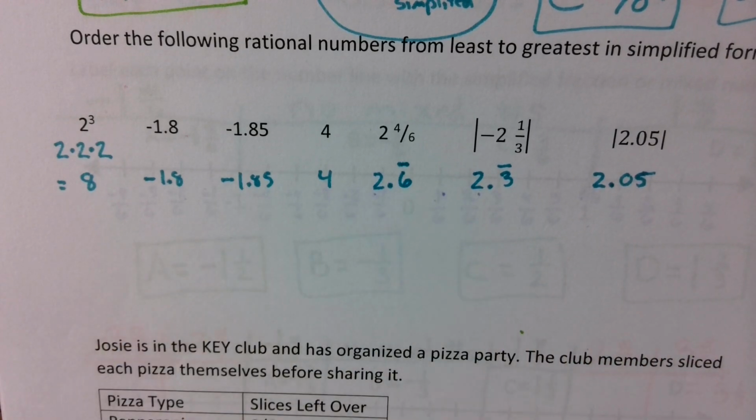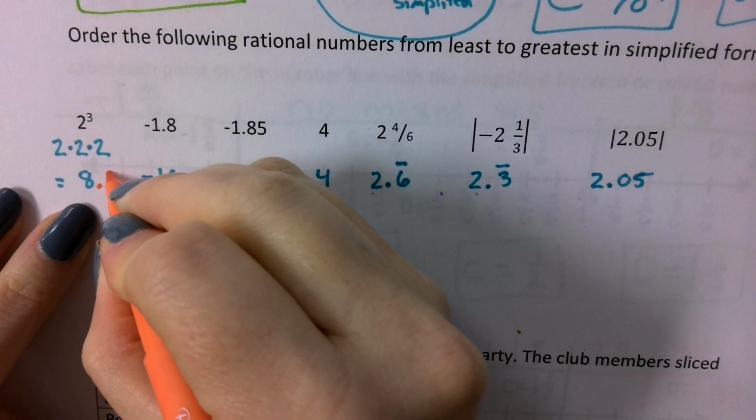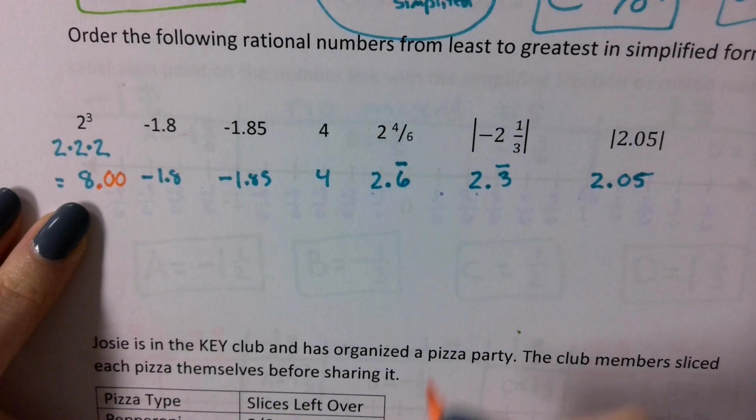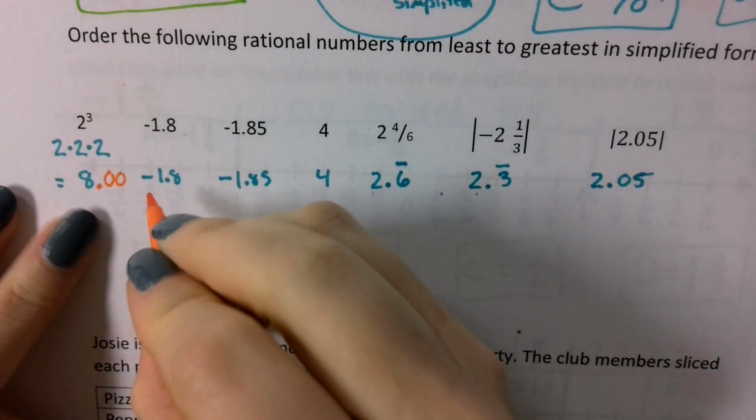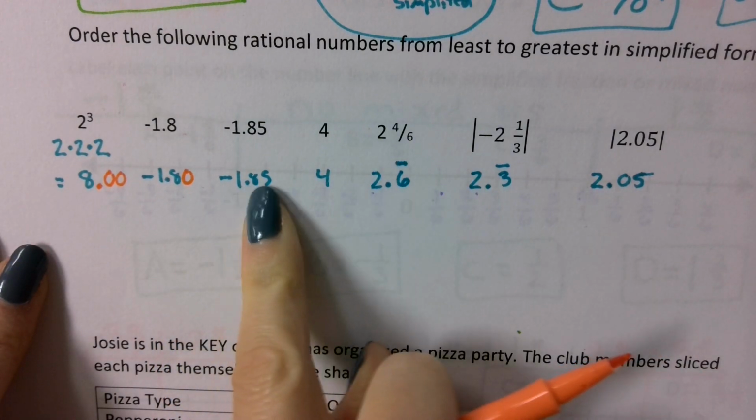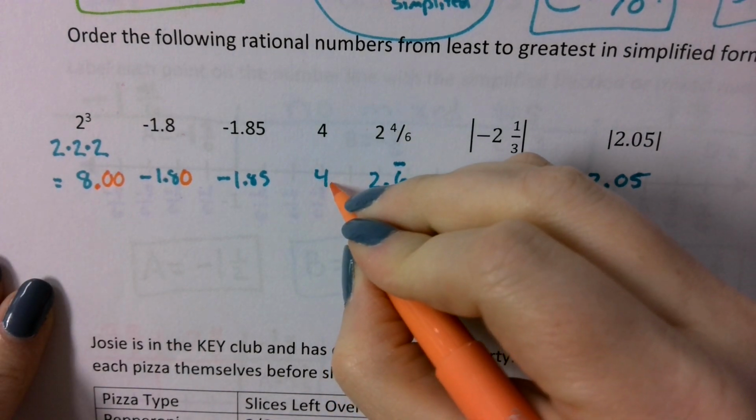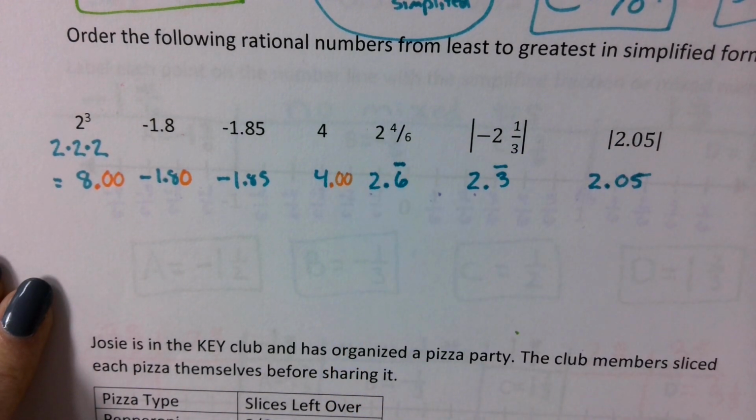So the most numbers I have behind a decimal are 2 values. So what I want to do is make sure every one of these has 2 values behind a decimal. That means with 8, I'm going to put 8.00. With -1.8, I'm going to put -1.80. I don't have to do anything with -1.85. For 4, I'm going to make it 4.00.